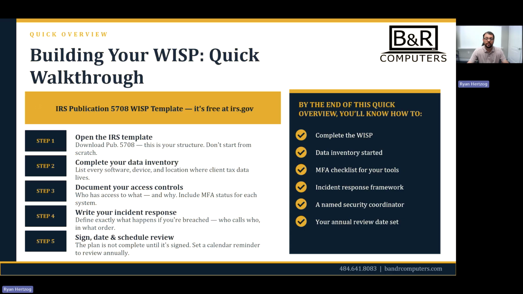And then the last item, you just got to sign, date, and schedule the yearly review. So no document is official without a signature and date. And then with the WISP, you have to review it yearly to ensure that it's up to date, everything's current. If employees leave or if your software platforms change, you've got to make sure that yearly you're keeping the WISP up to date. So by the end of the quick overview, you'll be able to complete the WISP, data inventory started, your multi-factor checklist for your tools, incident response framework, a named security coordinator, and your annual review date set. And that's as simple as going into your calendar a year from the date you complete it and just putting WISP review.